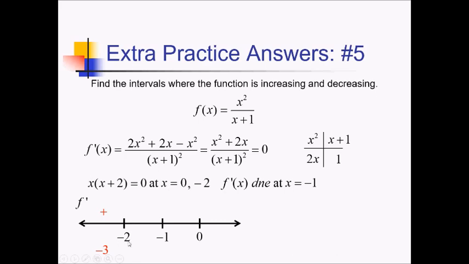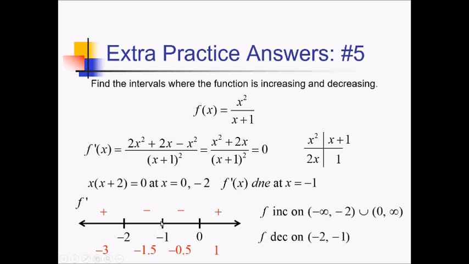And now something between negative 2 and negative 1, like negative 1.5, that's going to be a negative and a positive, comes out negative. Now between negative 1 and 0, how about negative 0.5? That's a negative times a positive, still negative. And finally, bigger than 0, how about 1? That'll be a positive, positive, comes out positive. All right, since f prime is positive on the outside intervals here, we can say that f is increasing from negative infinity to negative 2 and from 0 to infinity. Since f prime is negative on these middle intervals, we can say that f is decreasing on negative 2 to negative 1, union negative 1 to 0.